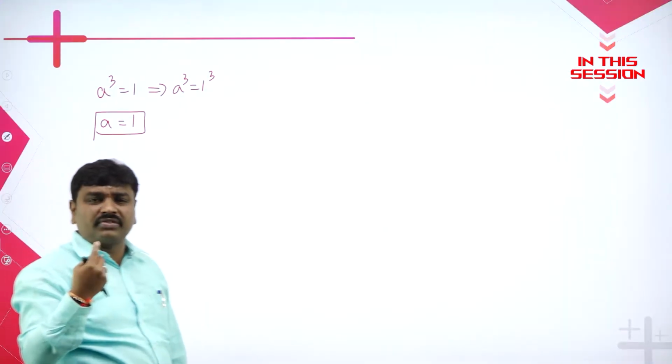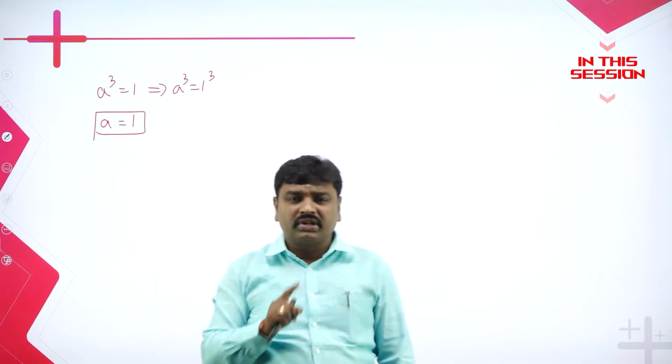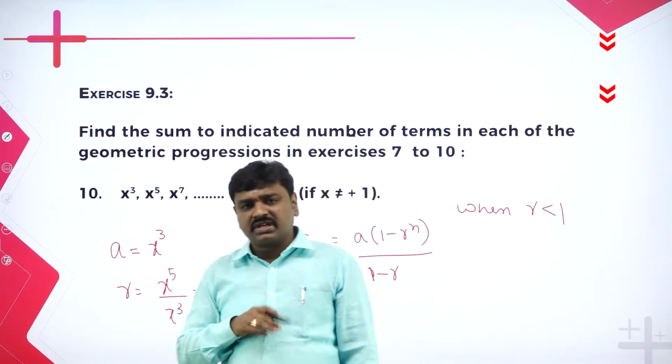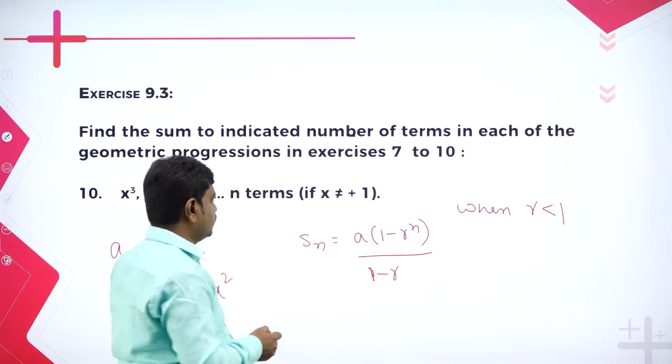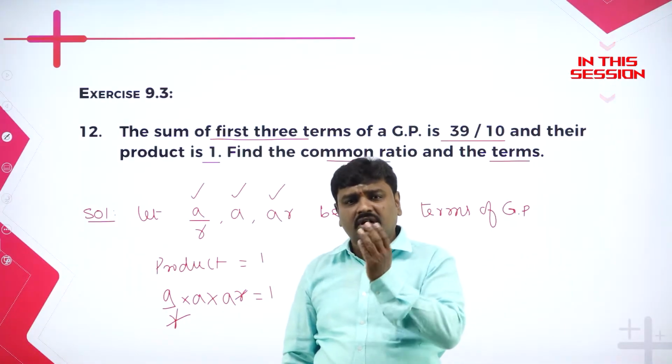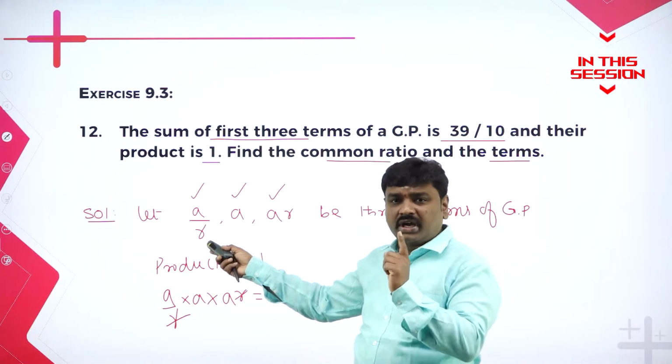A cube equal to 1 will have 3 roots. One real root you will have, that is 1. So we don't know whether the number is greater than 1 or less than 1, so both the cases we will solve. A by r, a, r are having a common ratio. For every term you multiply r, you will get the next term.